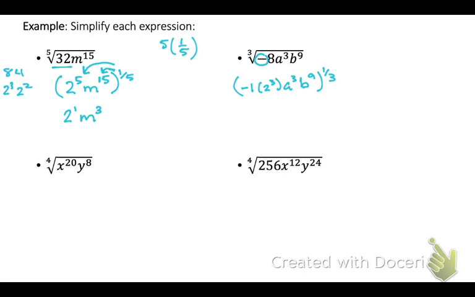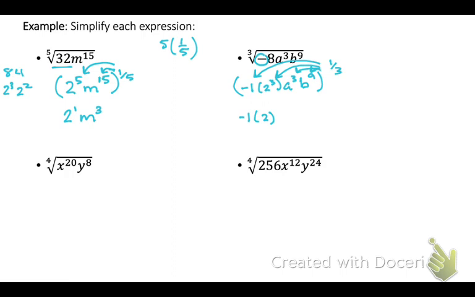So now what do I do with this 1/3? Distribute it to everything. Well, what is the cube root of -1? Think hard, guys. -1. Yes. So 2 to the third to the 1/3 is what? It's just 2 to the first, so it's just 2.